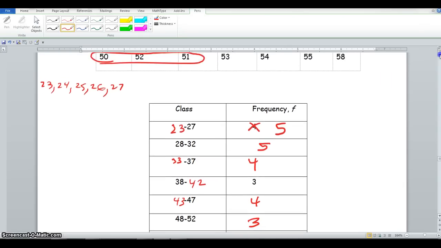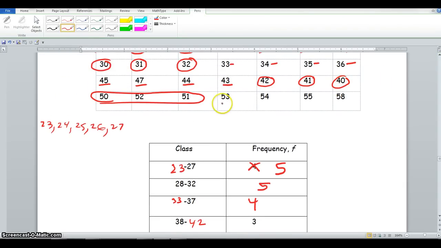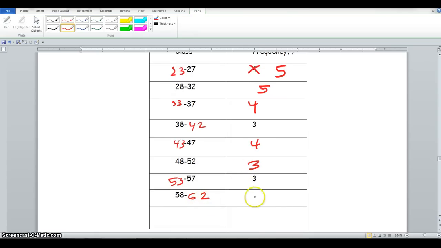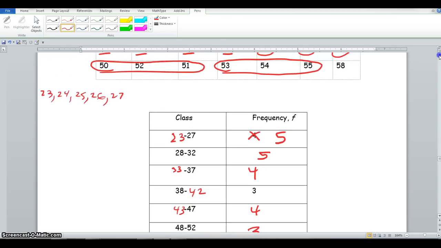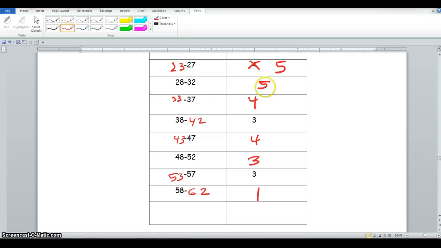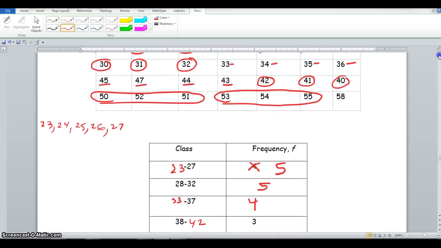Now we have 53 to 57, which will cover these 3 numbers here. And as you saw, for 58 to 62 we only have one number, which we could go up here. Now, we add these up. 5 and 5 is 10, plus 4 is 14, plus 3 is 17, plus 4 is 21, plus 3 is 24, plus 3 is 27, plus 1 is 28. So that should give us 28.